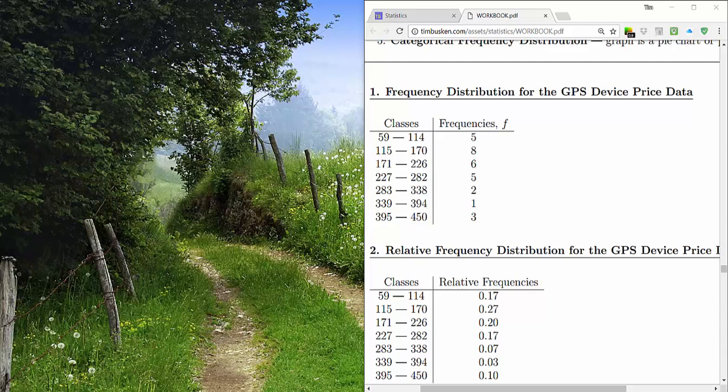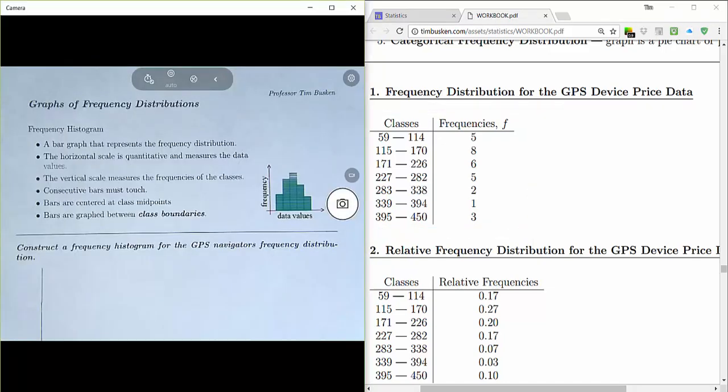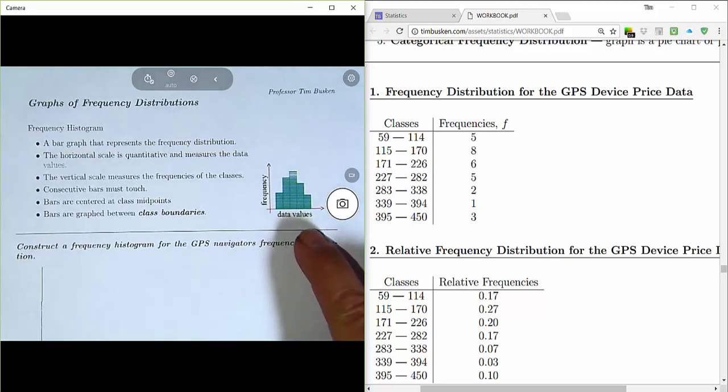In this video, I'm going to show you how to graph this frequency distribution for the GPS device price data. One type of graph of a frequency distribution is called a frequency histogram, or simply a histogram. A frequency histogram is a bar graph that represents the frequency distribution table.